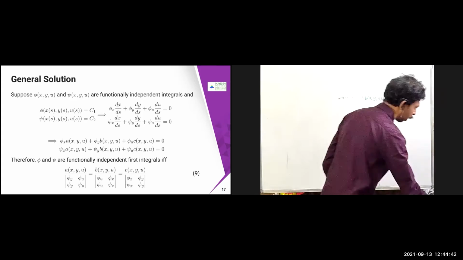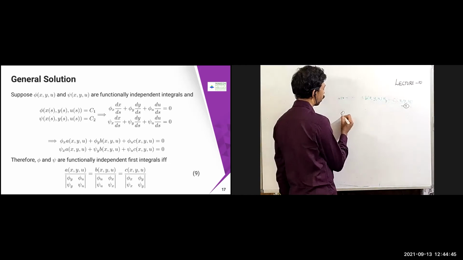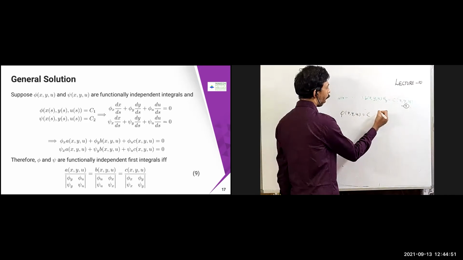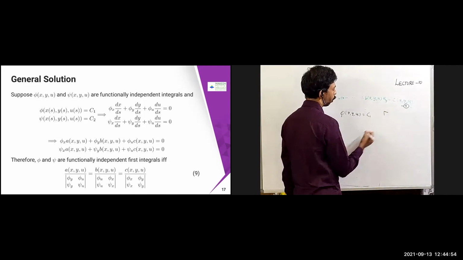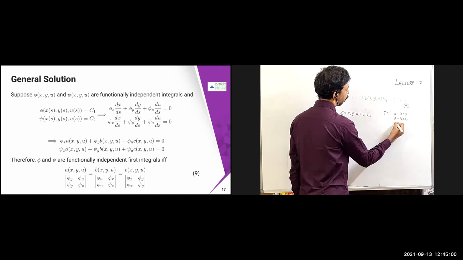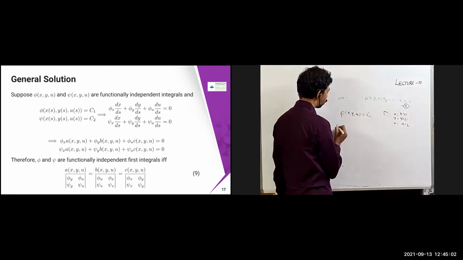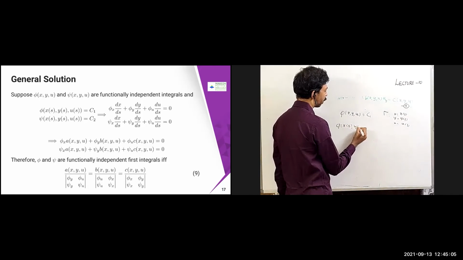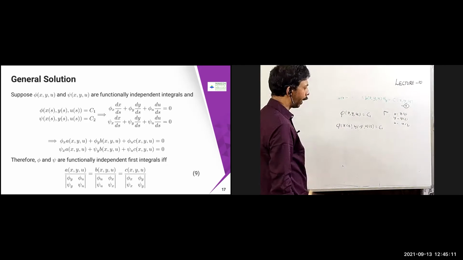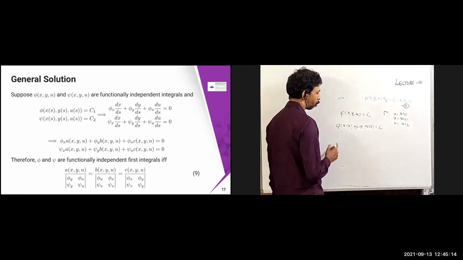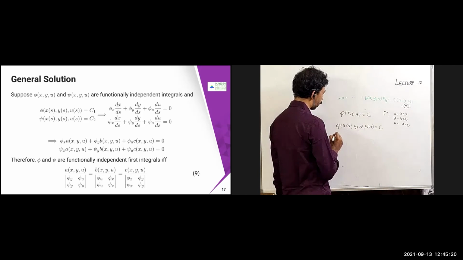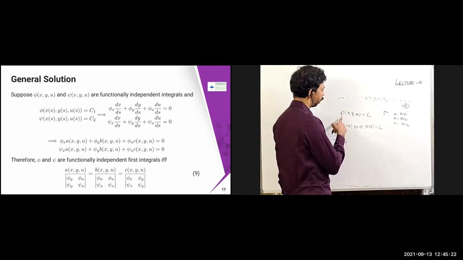What we are trying to say is that, it is given that π is a function of x, y, u equal to c1. So along the characteristic curve gamma, which is x = x(s), y = y(s), and u = u(s), I can write π(x(s), y(s), u(s)) = c1. Now I take the total derivative of this with respect to s. Since it is constant, dπ/ds will be 0.